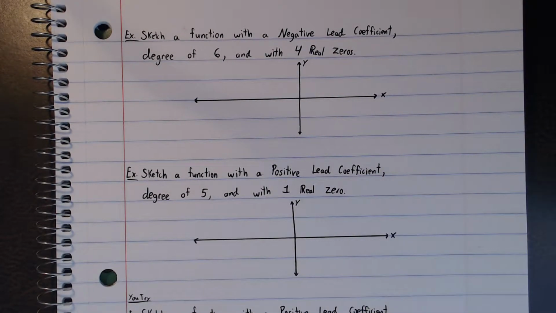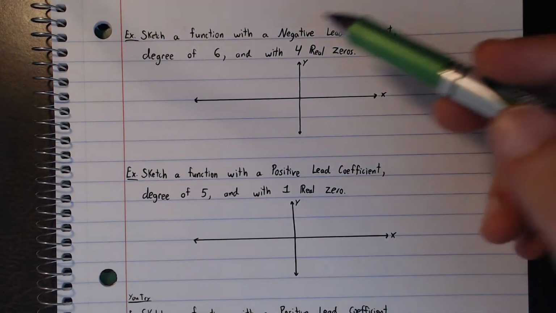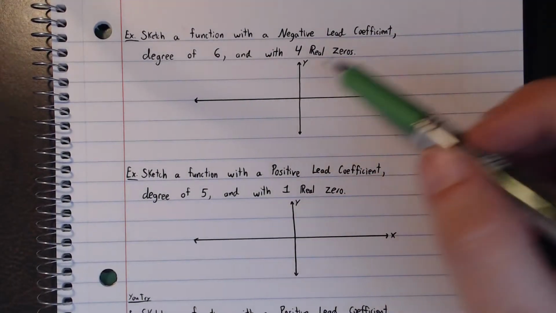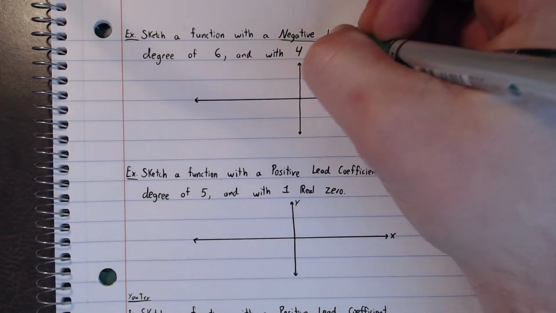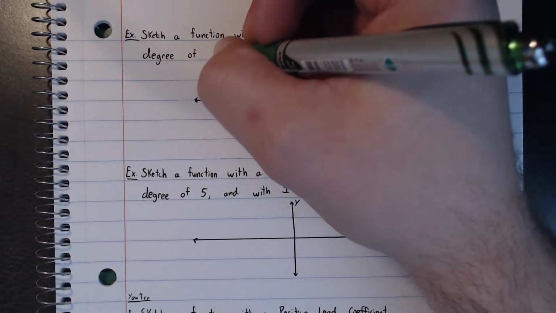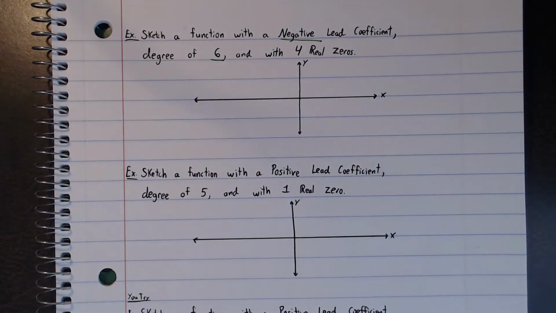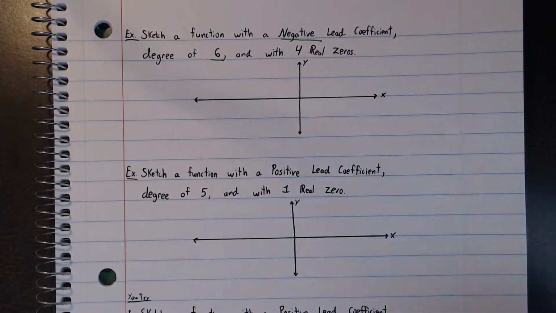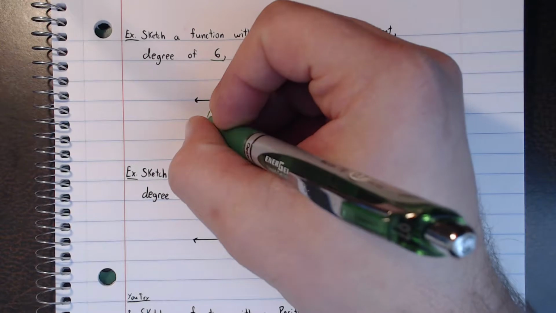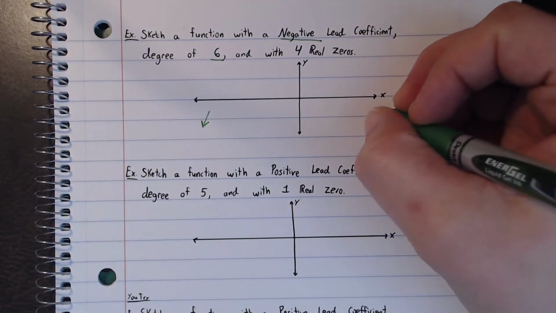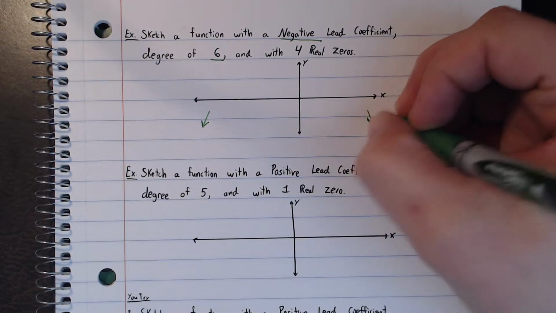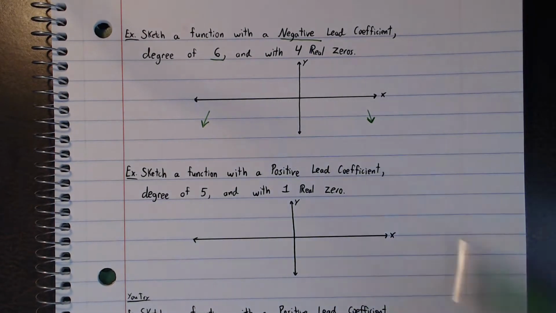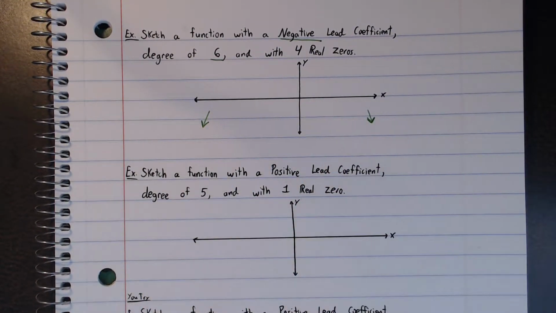How we're going to tackle these? Well, they give us some information, right? We have a function that's negative, and we have a degree of 6. So those two things are very important because I have an even and I have a negative. I know my end behavior, and I'm going to draw this in first. I'm going to start negative and end negative, right? Because that's what's associated with negative evens. So I drew those in right away.